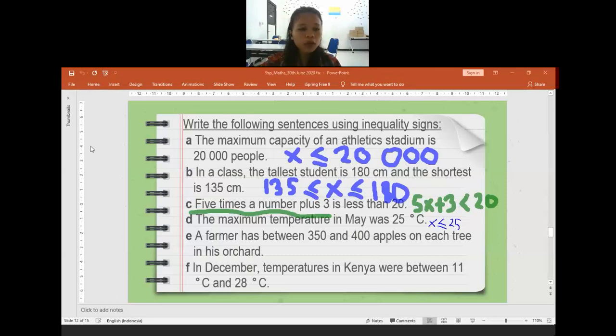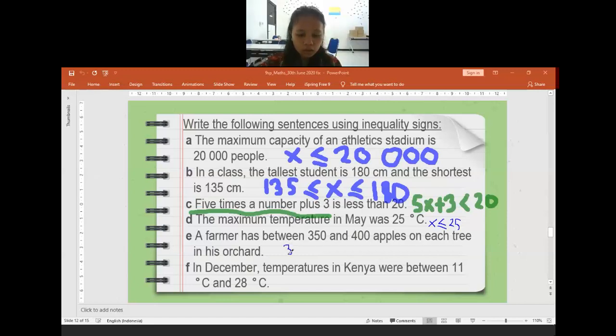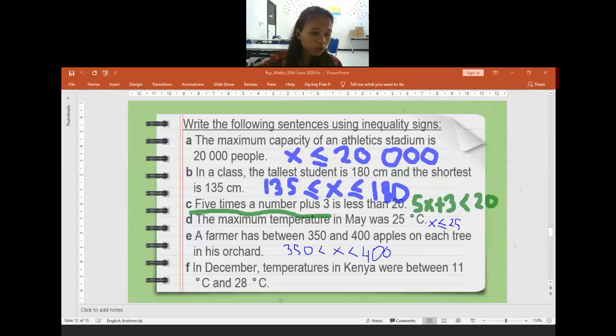A farmer has between 350 and 400 apples on his tree. So what inequality do we have to write? 350 less than x, and then x less than 400. Okay. Anyone confused? No. Okay, if no one is confused, let us move to question F.